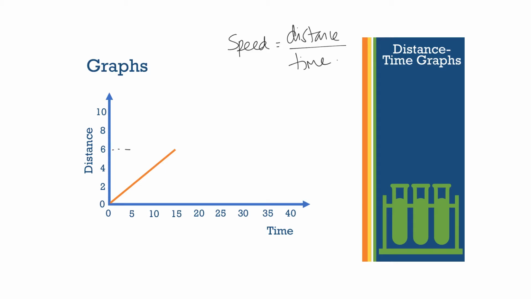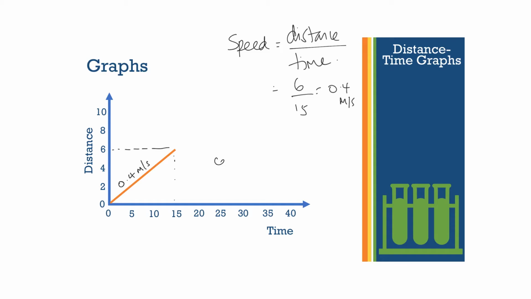So if we're saying that the distance is 6, and we're saying the time is 15, we can then get our calculator and work out the speed by doing 6 divided by 15, which equals 0.4 meters per second. So at all points on that graph, the object is travelling at 0.4 meters per second.